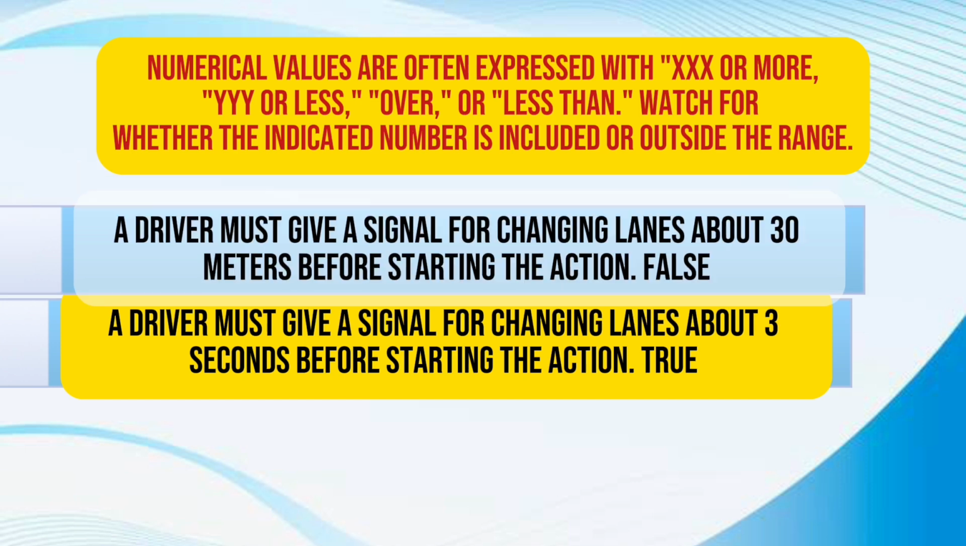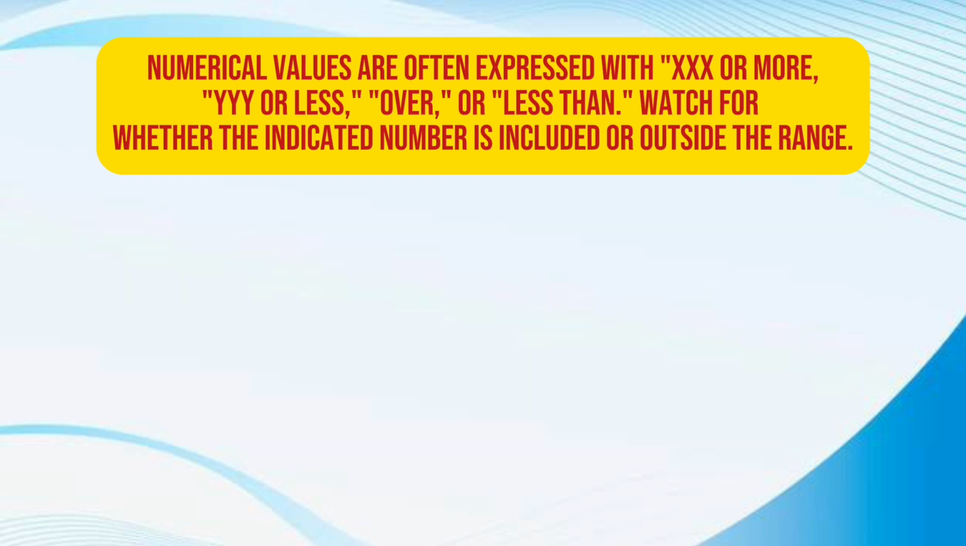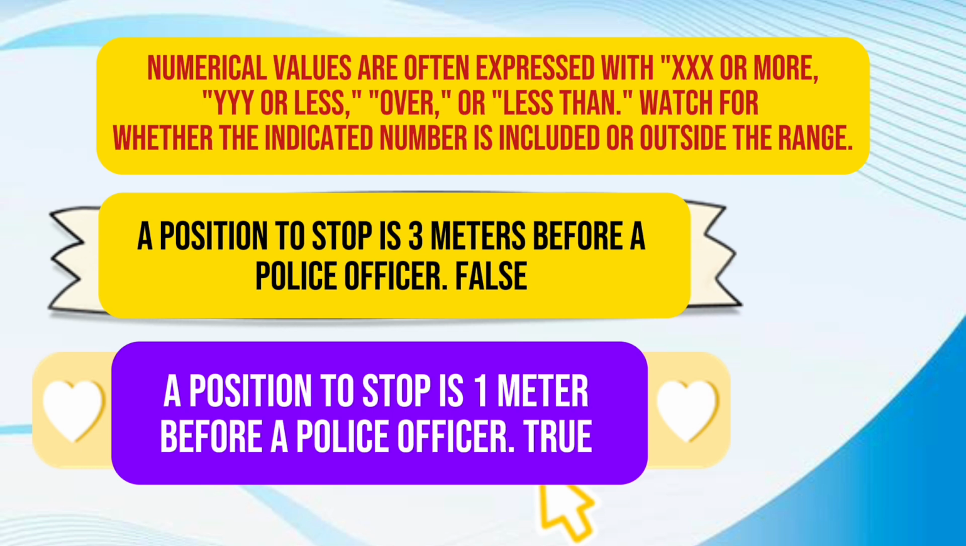A driver must give a signal for changing lanes about 30 meters before starting the action. False. A driver must give a signal for changing lanes about 3 seconds before starting the action. True. A position to stop is 3 meters before a police officer. False. A position to stop is 1 meter before a police officer. True.